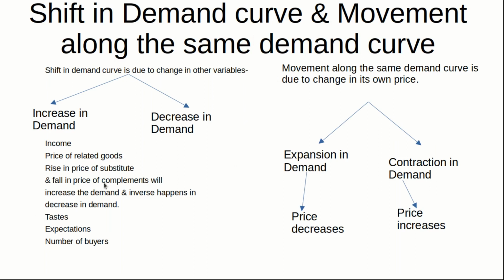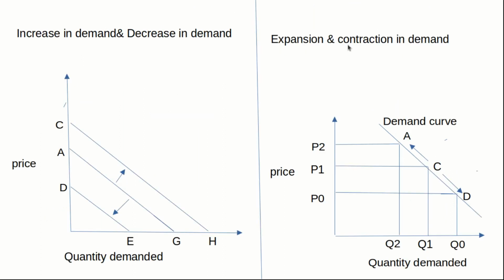This topic is very important. Normally questions come from this section. Movement along the same demand curve is due to change in its own price. Basically, there are two types of movement: expansion in demand and contraction in demand. Contraction is due to price increase, expansion is due to price decrease.